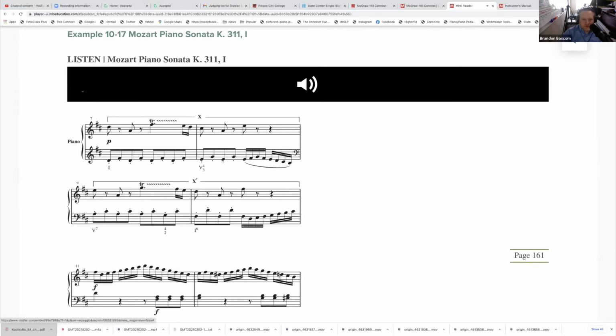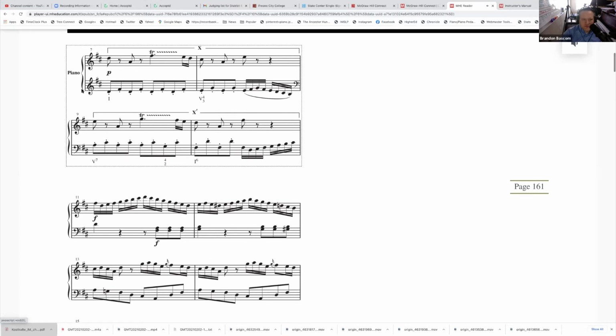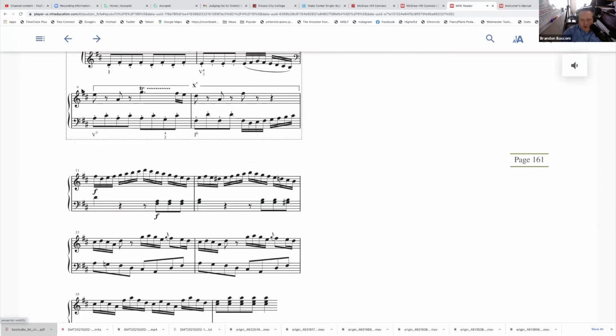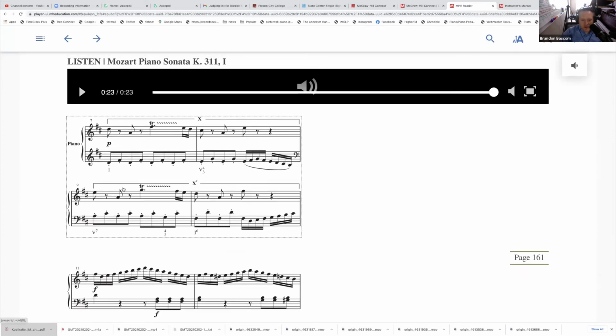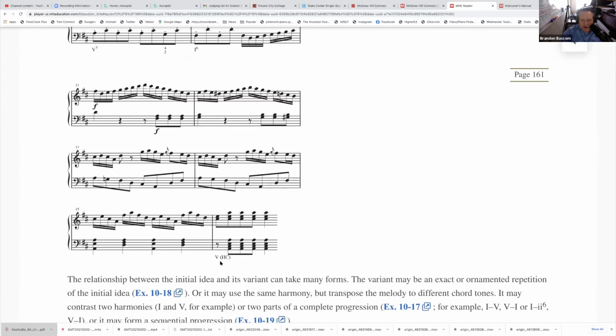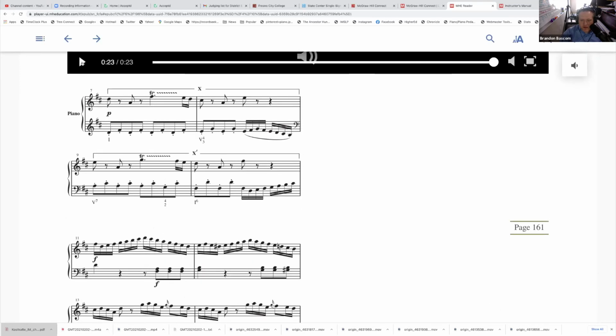Example 10-17. A little Wolfie for you this morning. So, we've got X, we've got X prime, and we've got a bunch of other stuff that drives us to a half cadence. We're going to call that a sentence. What do you think of that? Is it weird that we're not calling that a phrase or a period?